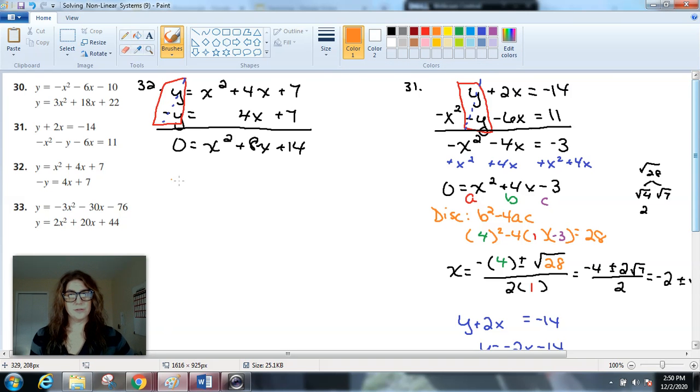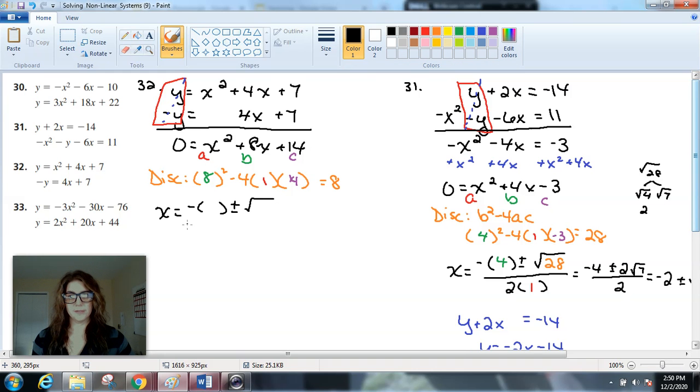So just like we did over here, I'm going to start by finding my discriminant. So b squared minus 4ac. Again, a is 1, b is 8, c is 14. Put that in your calculator, and you end up with an 8. From here, find our x, negative of b plus or minus the square root of the discriminant, all over 2 times a. Again, fill in everything that I know.